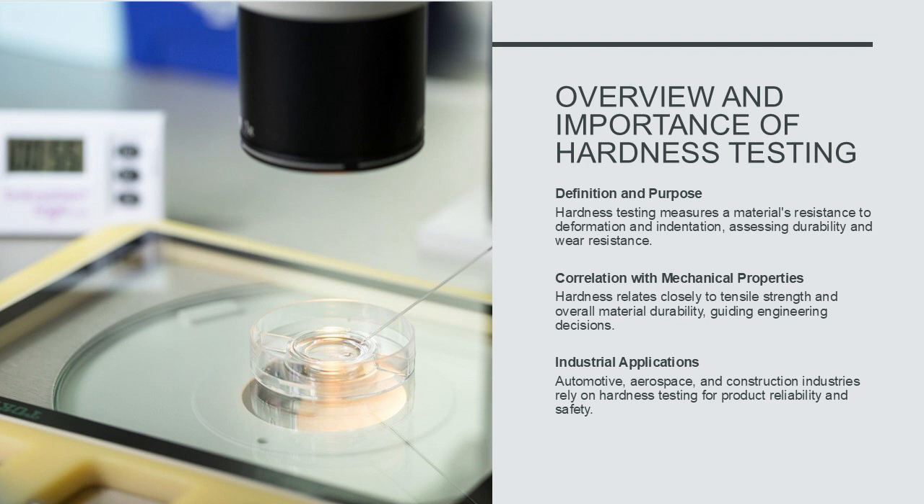Hardness tests are widely used in manufacturing, quality control, and research to ensure that materials meet required specifications. Understanding hardness is essential because it correlates with other mechanical properties such as tensile strength and durability. Industries like automotive, aerospace, and construction rely heavily on hardness testing to guarantee product reliability and safety. This introduction sets the stage for exploring various hardness testing methods, their principles, and applications in engineering contexts.